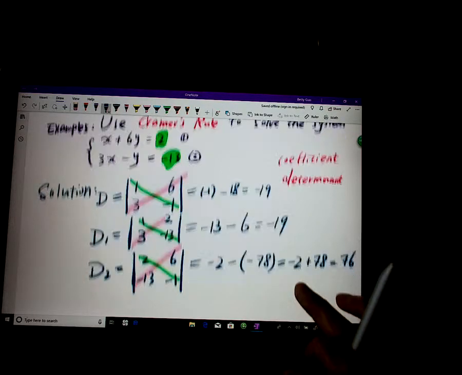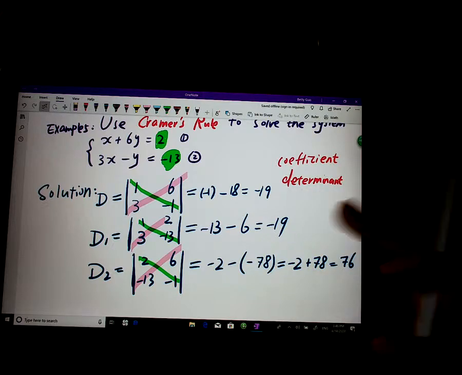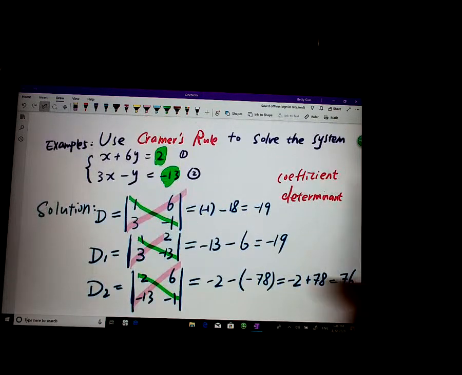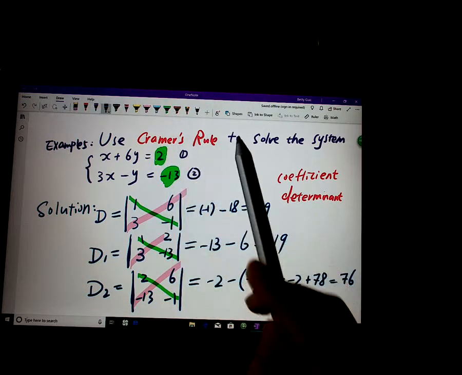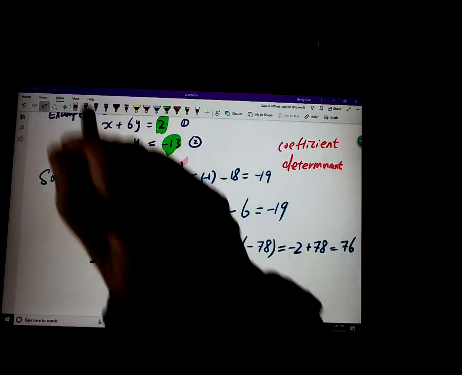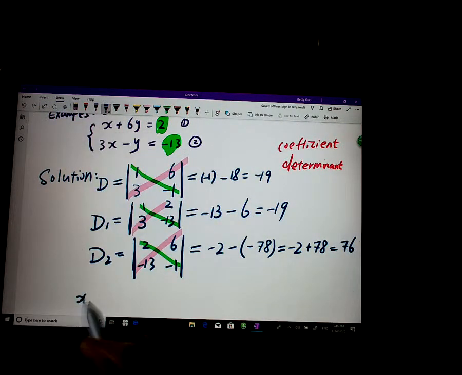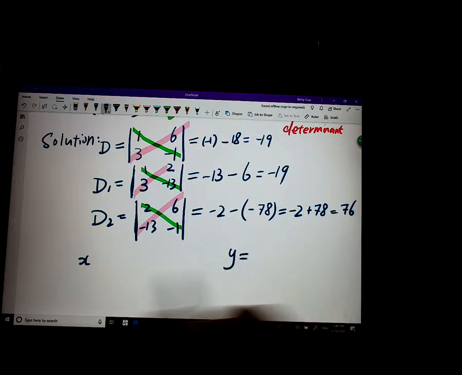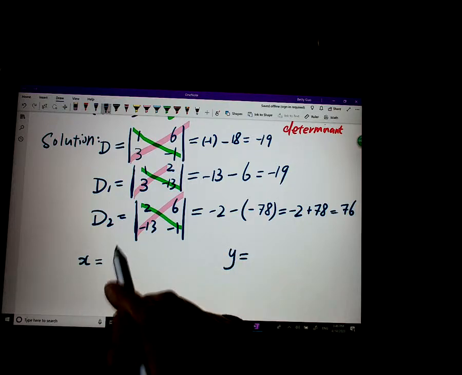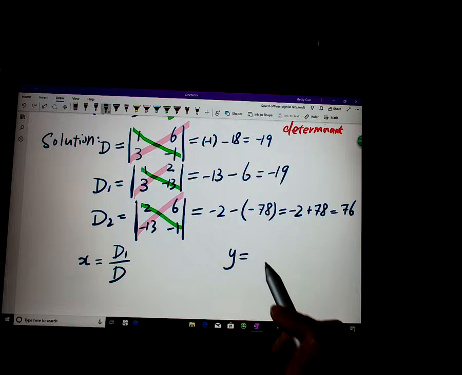Okay, so why do we need D sub 1 and D sub 2? Because those are important pieces in Cramer's rule. By Cramer's rule, we are solving the system, so we are looking for the values of x and y. By Cramer's rule, the first variable x equals D1 over D. The second variable y equals D2 over D. That's the content of Cramer's rule.